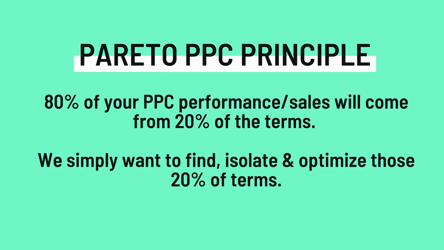And really the Pareto principle holds true. I would call it the Pareto pay-per-click principle, where ultimately 80% of your pay-per-click performance and sales is likely to come from about 20% of the search terms or keywords that you're targeting. So all we really want to do with our pay-per-click strategy, keeping in mind that the main goal is to basically get organic rank or to get profitable sales, is that we just want to find, isolate, and then optimize those 20% of terms that matter, and ultimately uncover new ones over time that we can isolate as well. So let's just sketch this out so you can visualize how this looks.